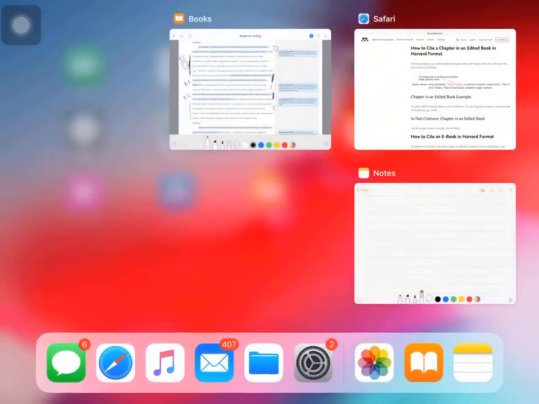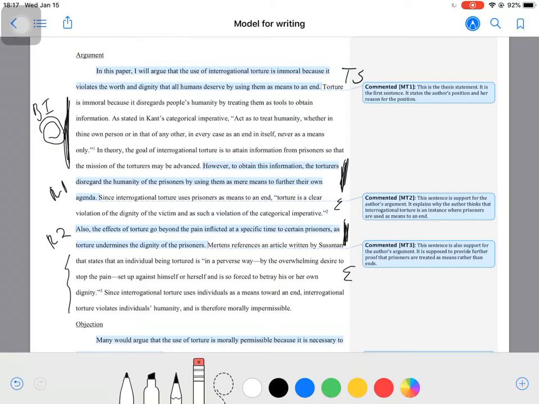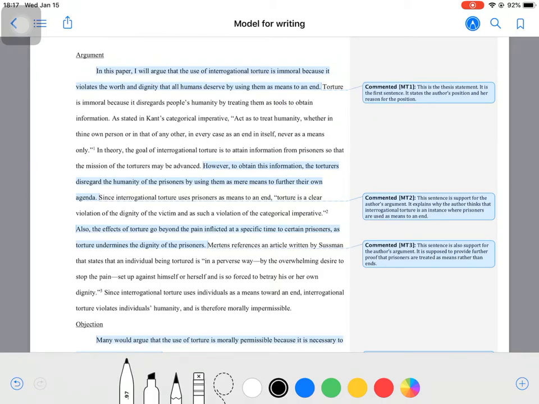I'm going to hop over and take a look at a model for writing. Let me just clean this up really fast. I made the first recording and forgot to turn on the recording volume. So let's do take 2.